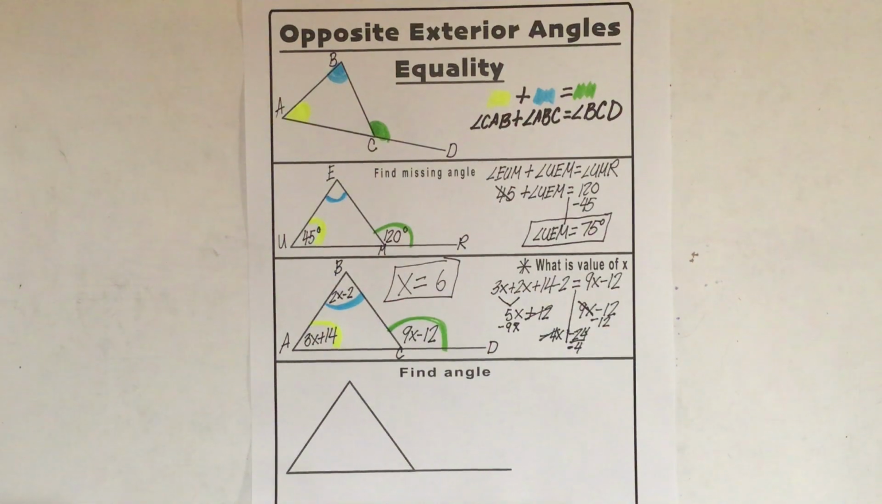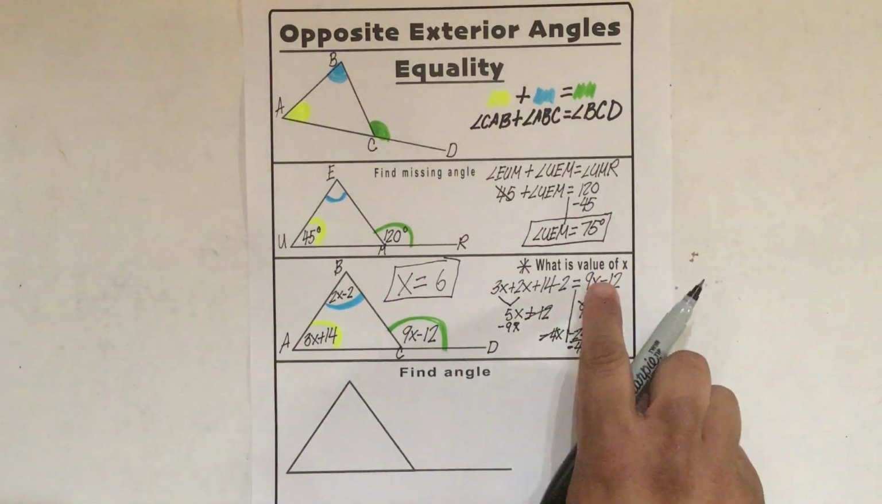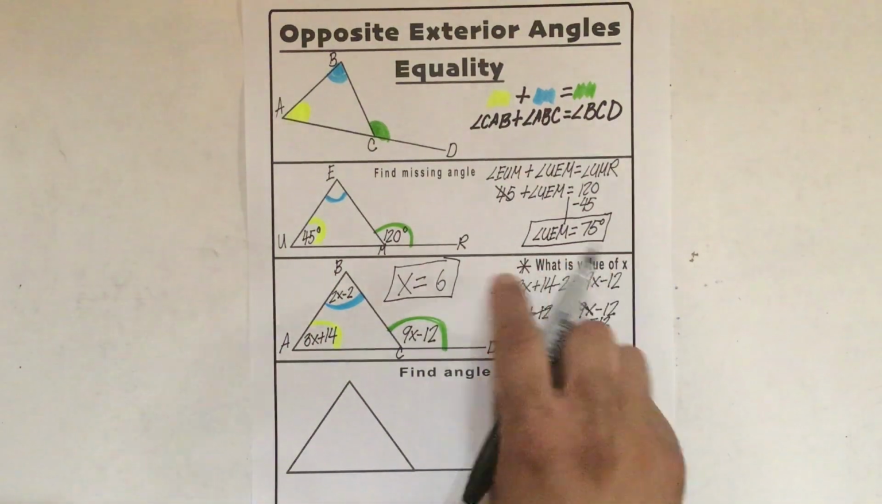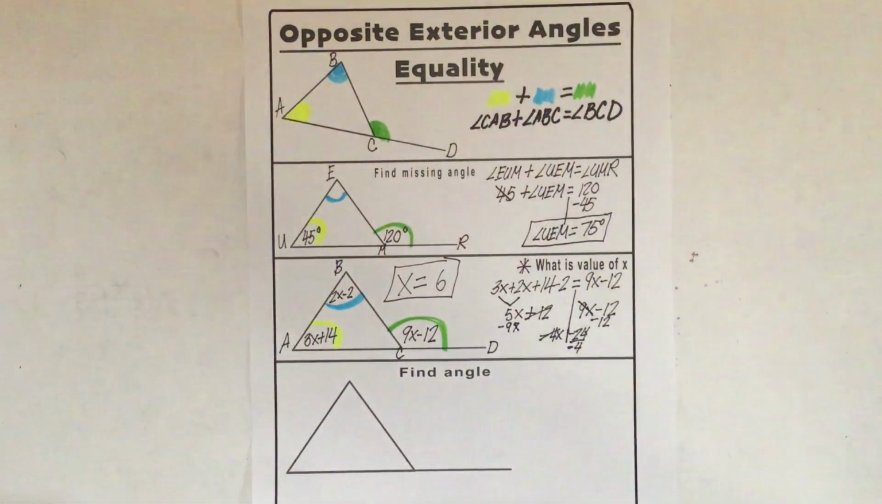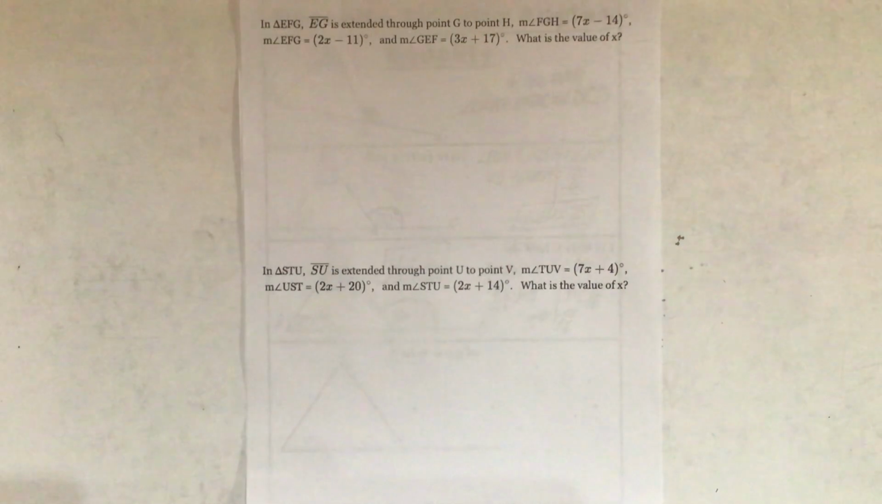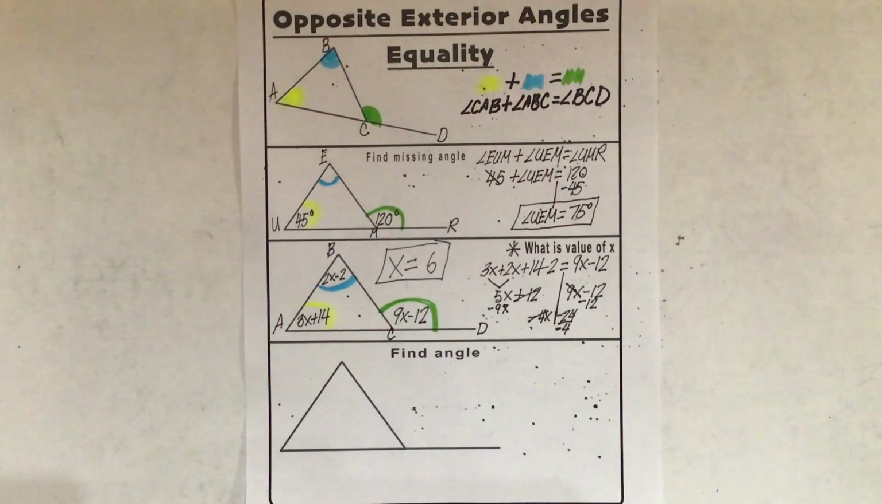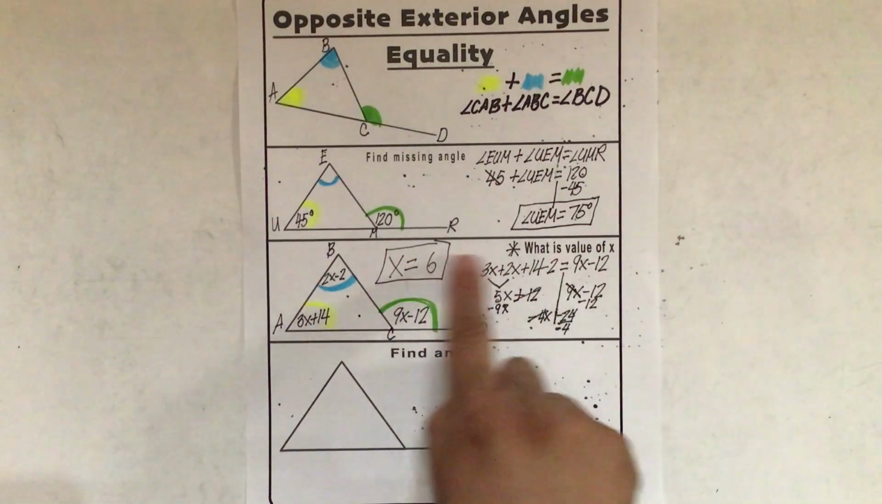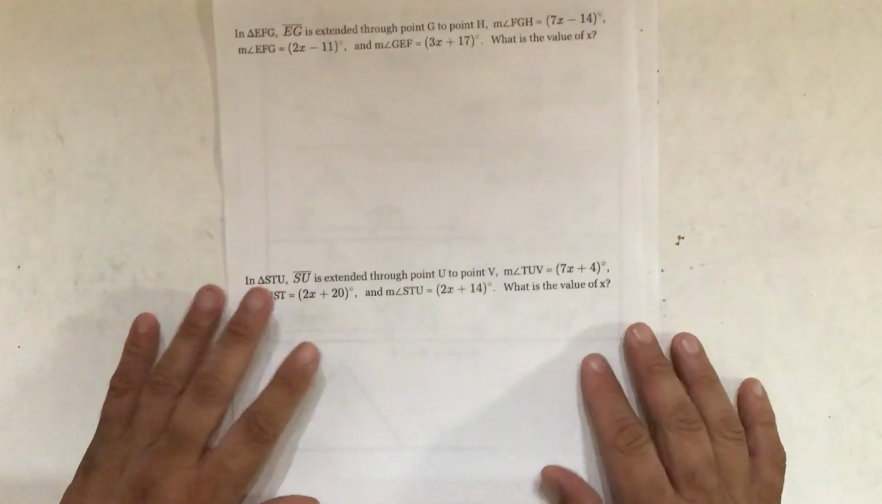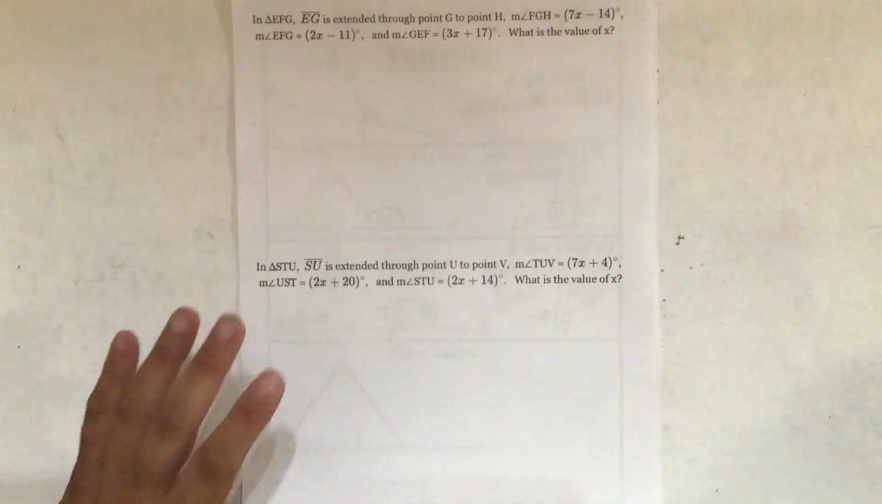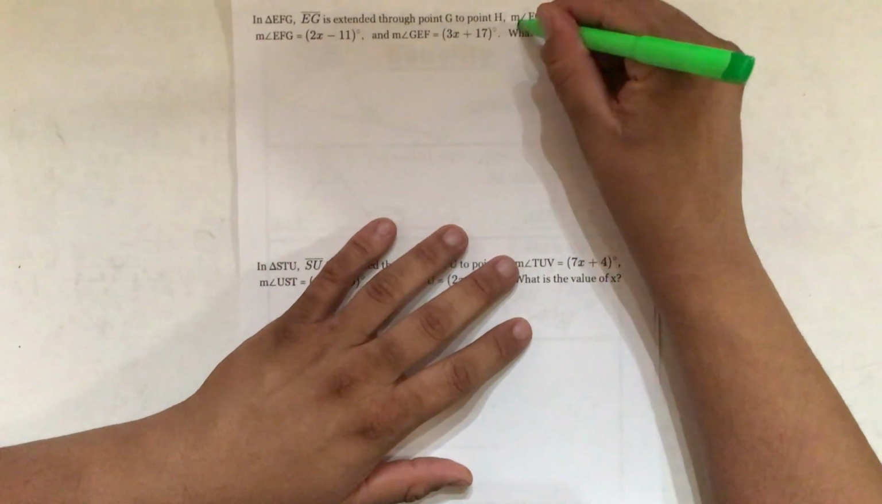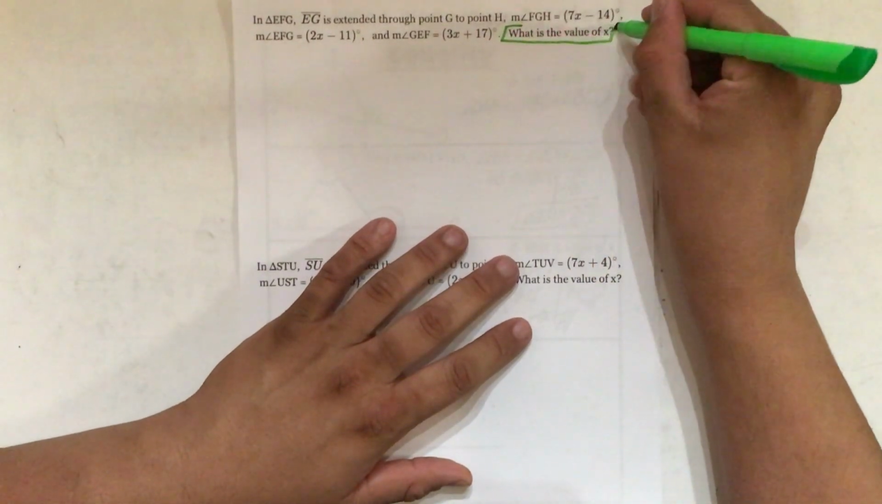So now let's take a look at some examples that you're going to see on Delta Math that look just like this. What is the value of x? Right? So let's take a look here at some examples from Delta Math that are just like the second example here. What is the value of x? So just to be sure here, the question says, what is the value of x?